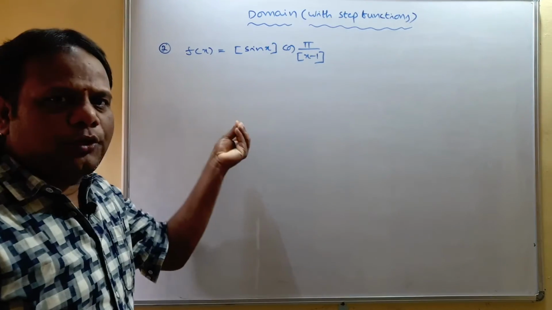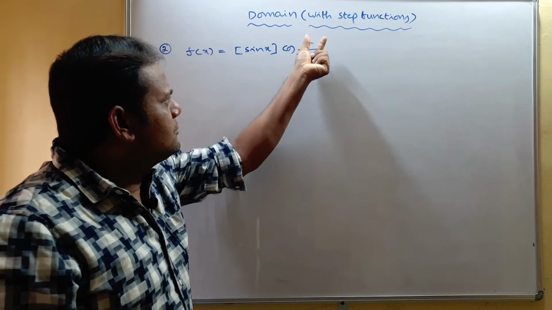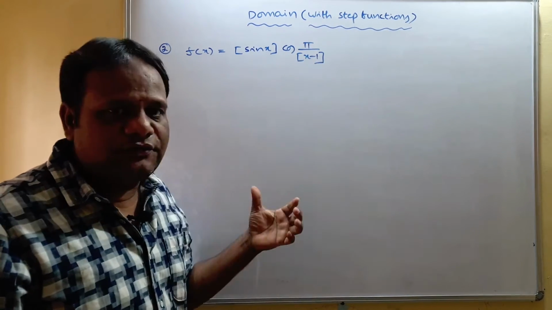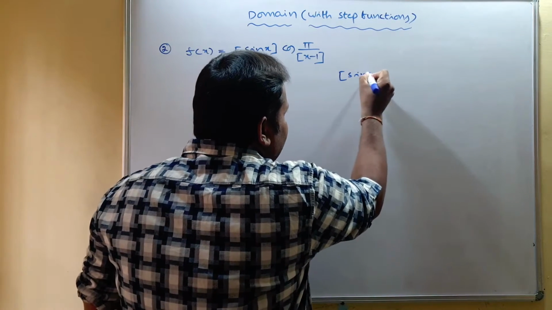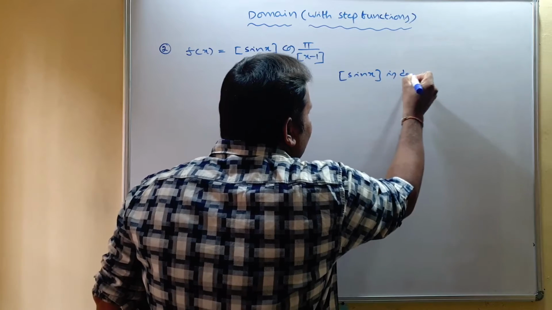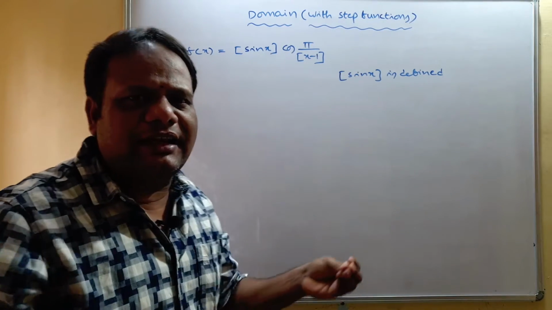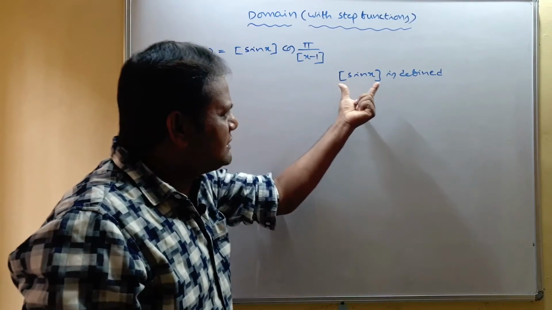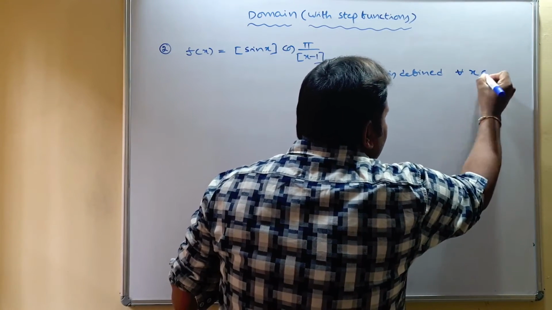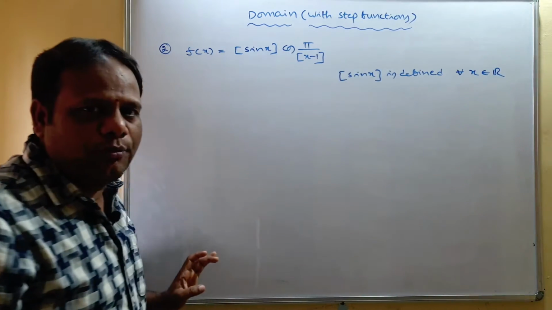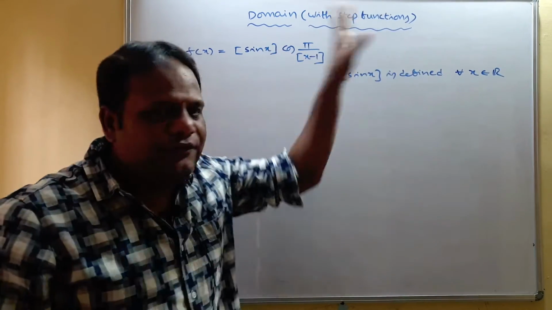See, coming to the second problem, f of x equal to [sin x] cos of pi by ([x] minus 1). So we know that [sin x] is defined everywhere. Why? Because the domain of sin x is the entire real number set. So [sin x] is also defined for all x belonging to the real numbers. So it's not a problem. Here it is the cos function, and cos is also defined everywhere.